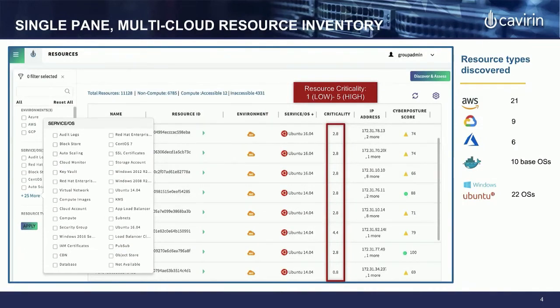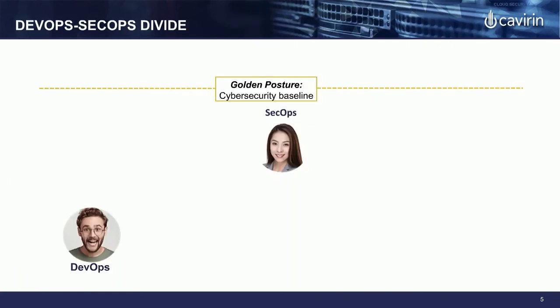A key prerequisite for doing any of this is visibility. So what Cavirin is doing is finding what you have as a first step. And as I said before, it's essentially 5 different environments: AWS, GCP, Azure, Docker, and roughly 22 operating systems. As this list suggests, there are about 55 or 60 things on this list of distinct operating systems and services that we discover and profile from a security and compliance posture perspective.